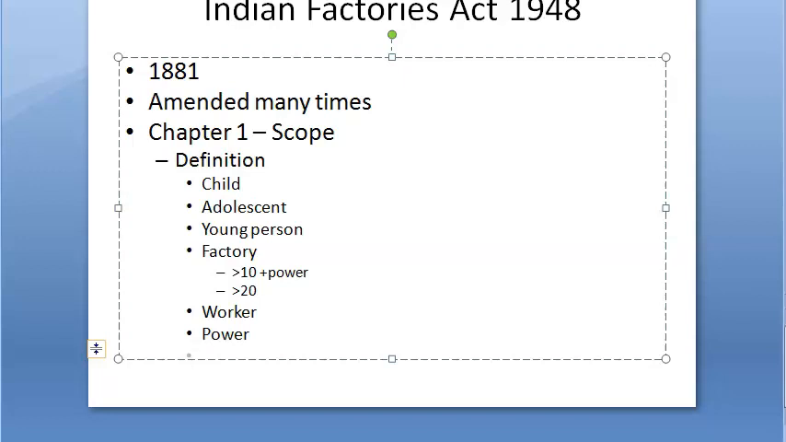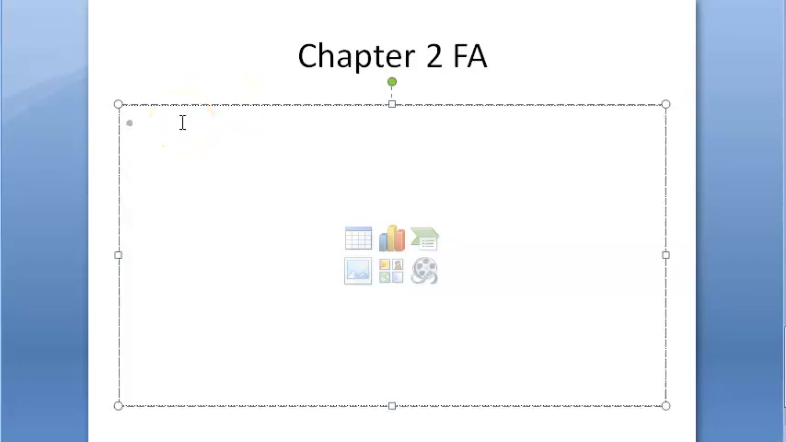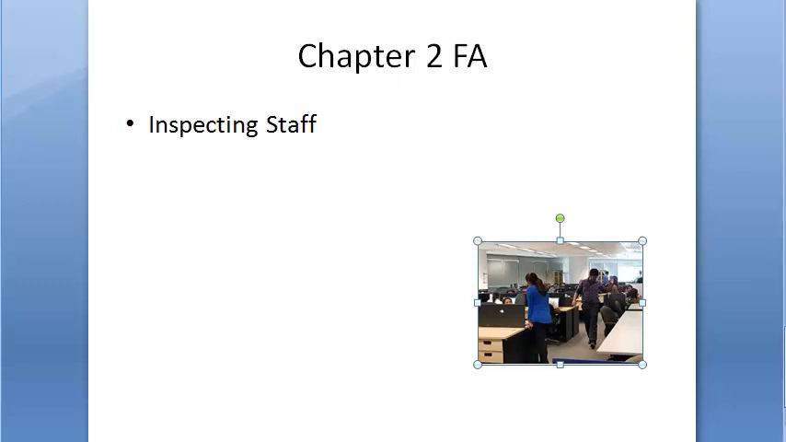Now let us go to the second chapter. Chapter 2 of what? Factories Act. Okay. So basically it is the inspecting staff. So here they are talking about the inspecting staff. So guys, how many chapters are there? 9. So we are still in the second one, inspecting staff.